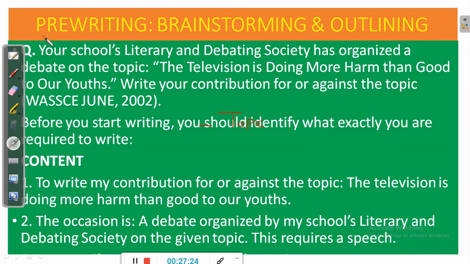If you want to build a good house, you must come out with a building plan first of all. The building plan will spell out where the sitting room should be, where the balcony should be, where the bedrooms, the kitchen, the toilet facilities, and everything in the house should be. These are spelled out in the building plan. And so it is with a writing plan, that as the building plan is to building, so a writing plan is to writing. And so we devote some time to brainstorming and outlining, which are two critical aspects of our pre-writing stage. Now, this is the topic we have taken from the WASSCE of June 2002.